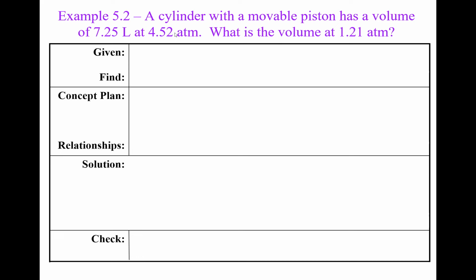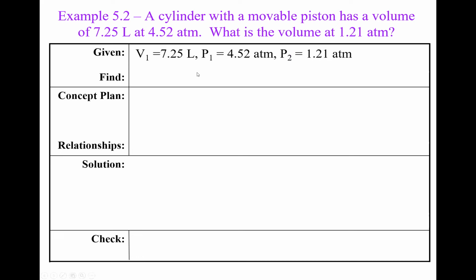So let's round this off to just 4 and this to 1. That rounds them both down. It decreased by about 4. Let's call this 7 liters, so it's going to increase by 4. I expect the answer to be close to 28 liters, something like that.